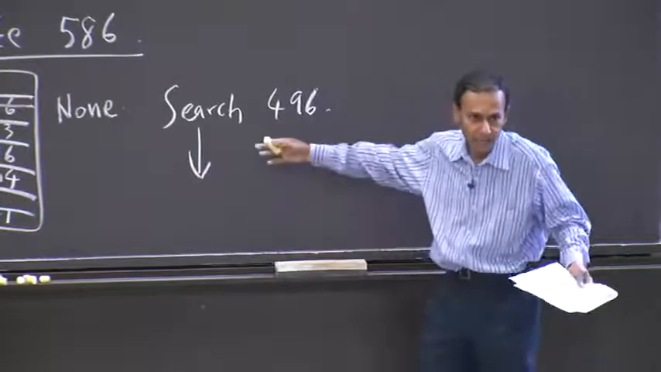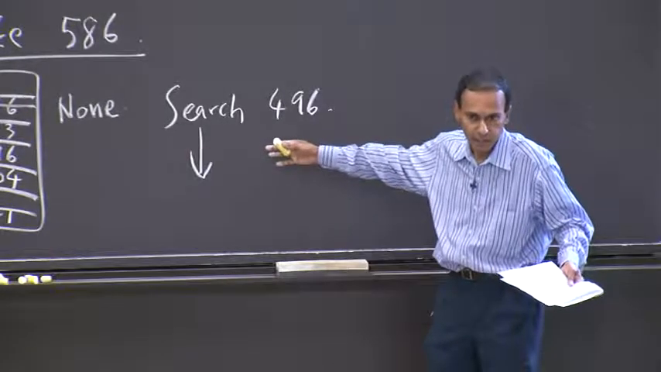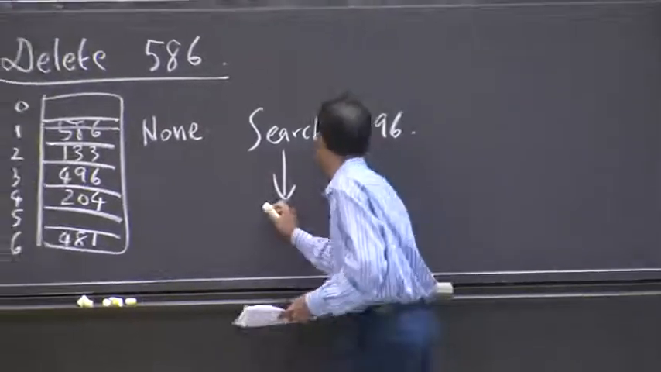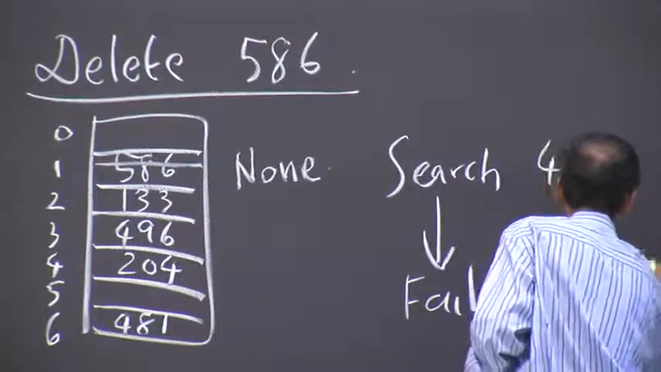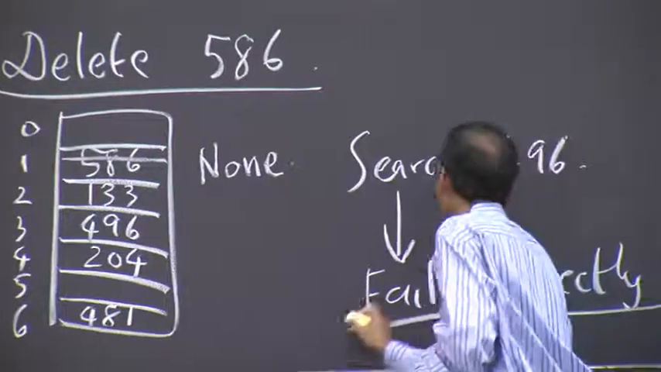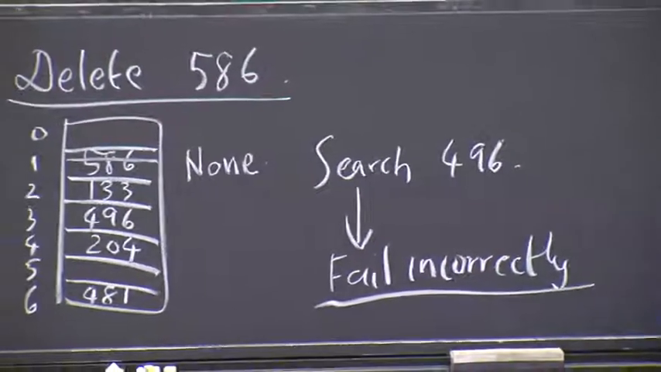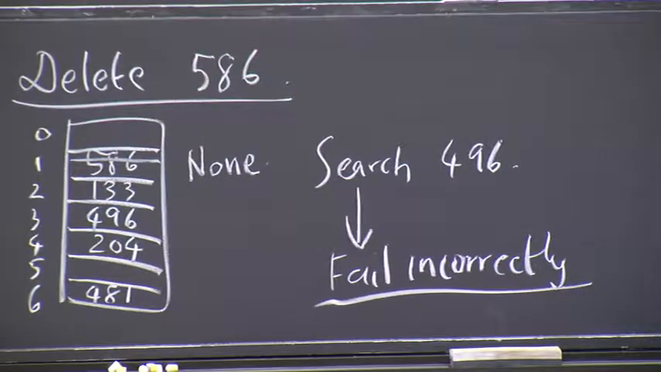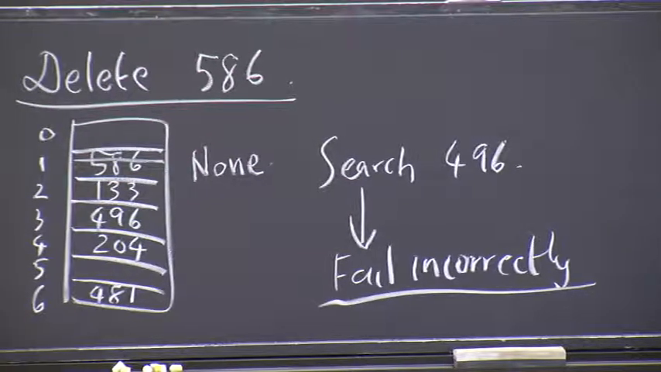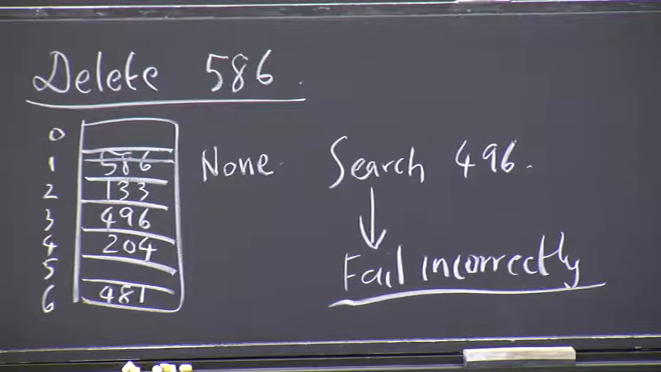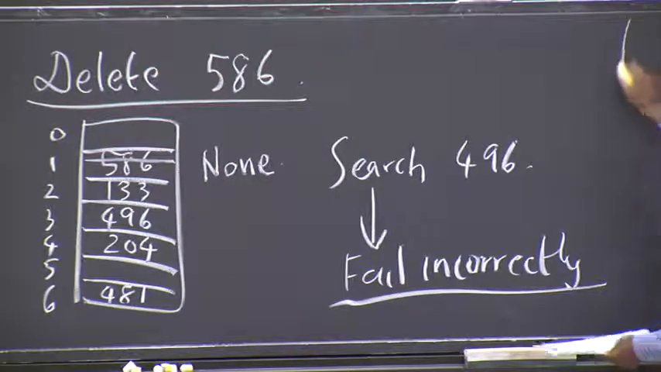Because I just inserted 496 into the table, right? So this would fail incorrectly. So fail to find the key, which is okay. I mean, failure is okay if the key isn't in there, but you don't want to fail incorrectly, right? Everyone buy that? Good. All right, so how do I fix it?